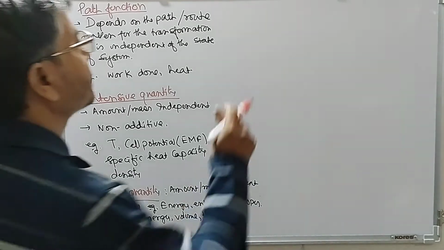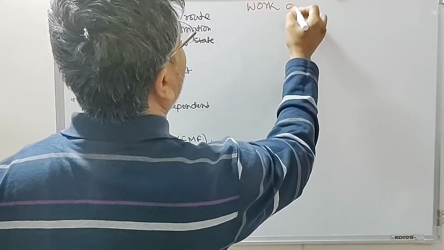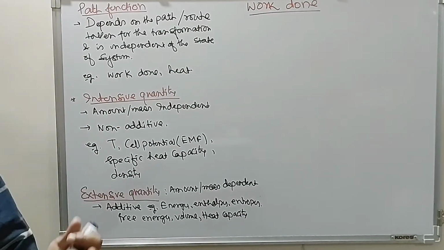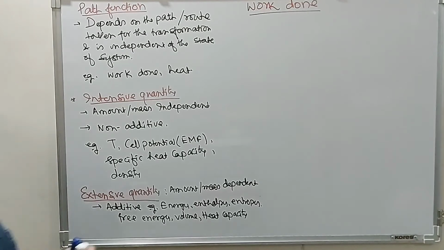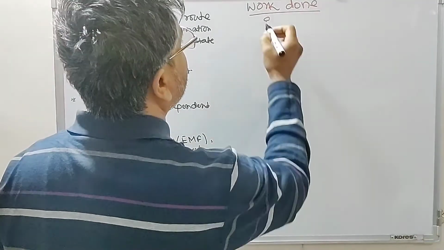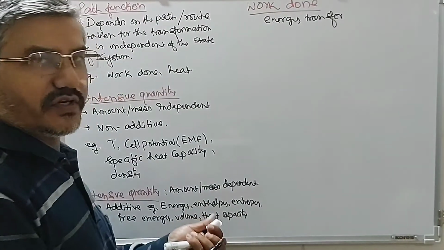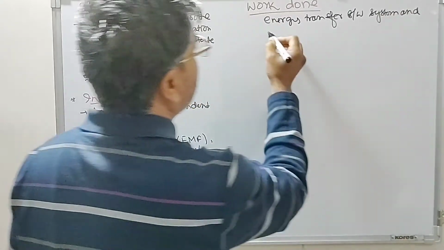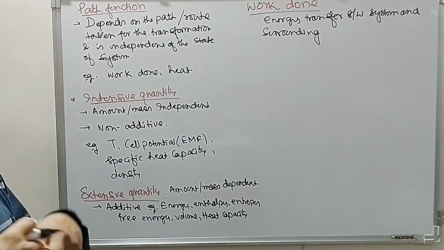Heat and work. Work done. Work done is any form of energy transfer between system and surrounding. That is what we call work done. So any form of energy transfer between system and surrounding is what we call work done.